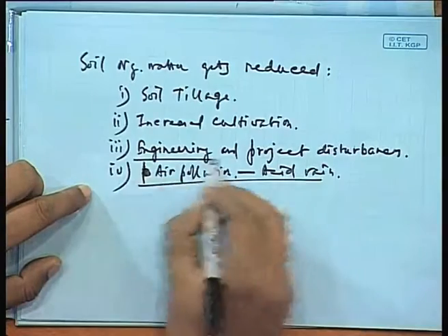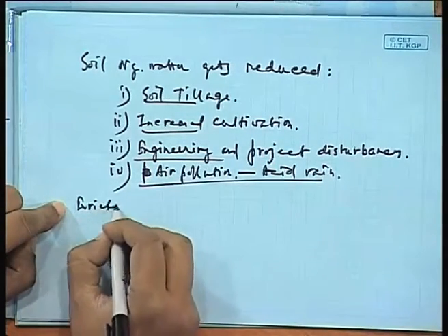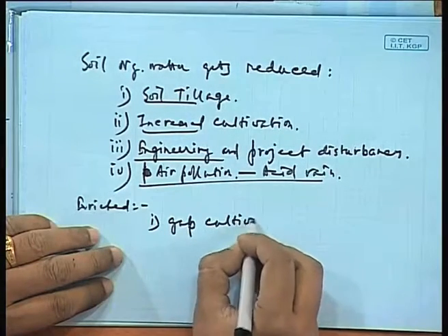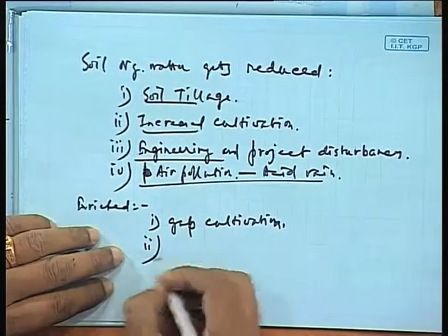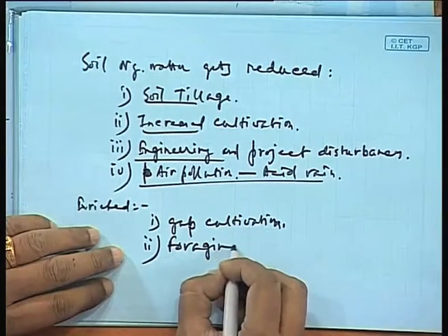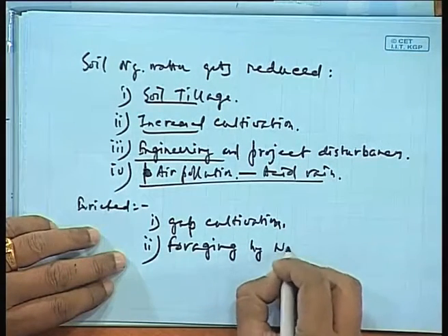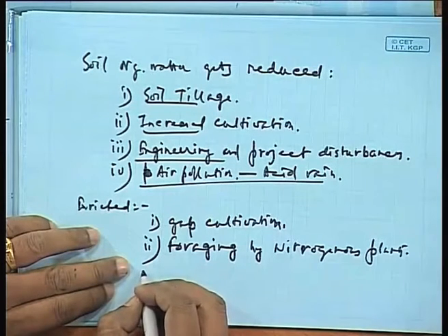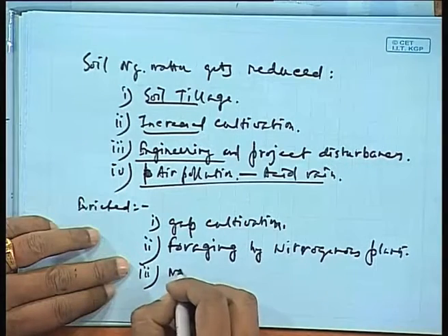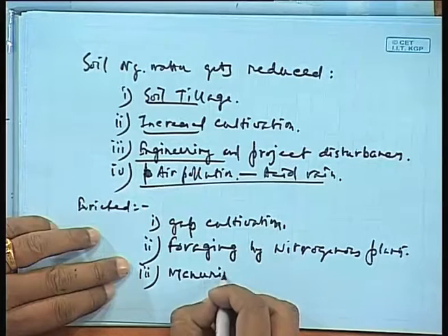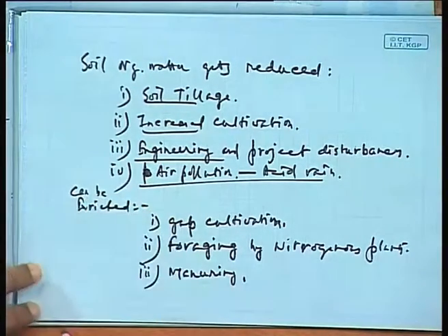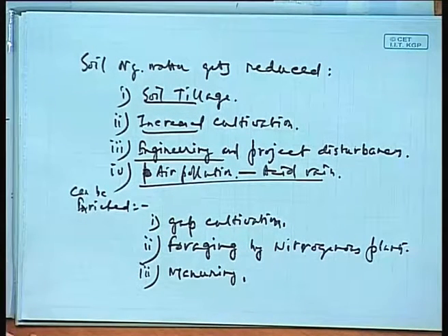If this soil organic matter gets reduced, it can be enriched by gap cultivation, foraging by nitrogenous plants, and manuring, using manure or organic fertilizers.